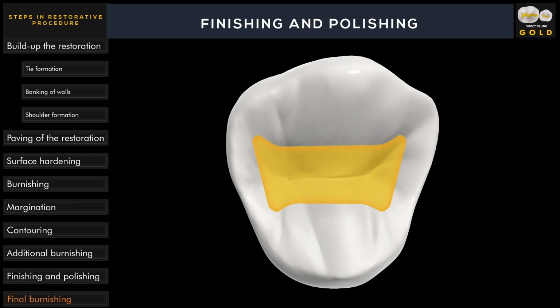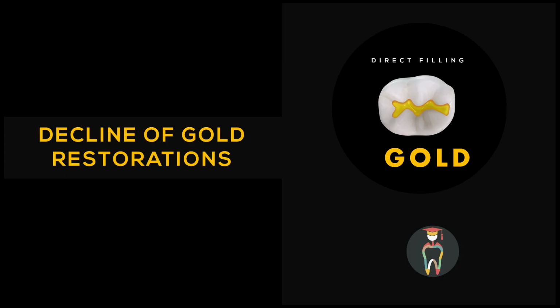And finally, after doing finishing and polishing, if needed, a final burnishing is done in order to create well smooth margins, and if there are some irregularities, they will be removed by doing this final burnishing. So these are the steps in doing a direct filling gold restoration. At this stage, we can understand that direct filling gold is one among the wonderful restorative materials used in dentistry, but still there is a drastic decline in the use of direct filling gold restoration at present in dentistry.